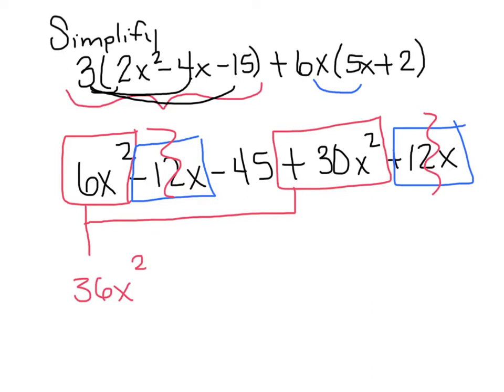And last but certainly not least, we have a constant here. Now let's list these things in order. 36x to the second. Next we're going with the blue, 0x, which I don't have to put in there because that's just 0, but I do need to put the minus 45. And you're finished with that example.